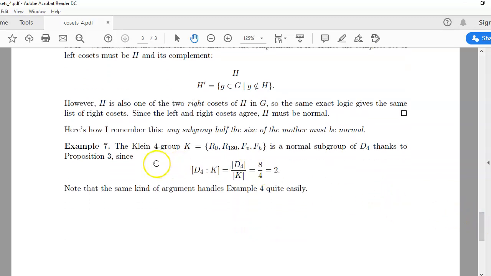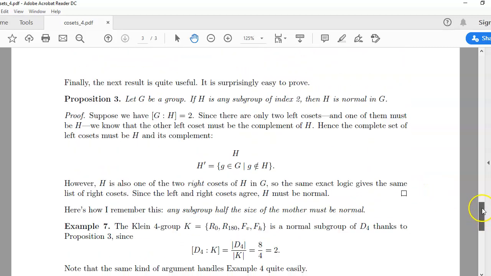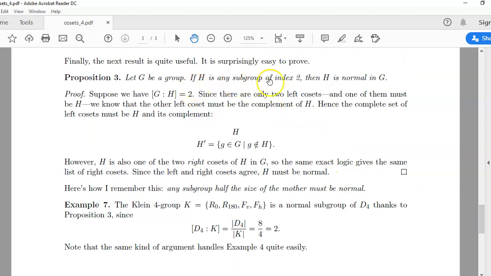Right? So in example 7 here, this tells you that the Klein 4 group, which is these 2 rotations, R0 and R180, and the vertical and horizontal flips. We've seen this as a subgroup already of D4, but now we know it's normal. This is a normal subgroup, even though D4 is not abelian. And that's because the index is 2. D4 has order 8. The Klein 4 group has order 4. 8 over 4 is 2, so the index is 2. And so this proposition says, oh, aha, we got it. If the subgroup is index 2, it must be normal. So this is a normal subgroup.